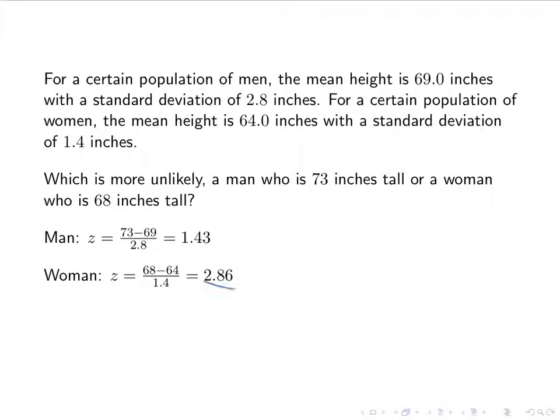And also, the 2.86 is telling us that not even in comparison to the man, the woman is just very unlikely because it's more than 2 standard deviations away from the mean. So we talked about that in the beginning. If you're more than 2 standard deviations away, you are considered unlikely. So that is an unusually tall woman is what this is saying.